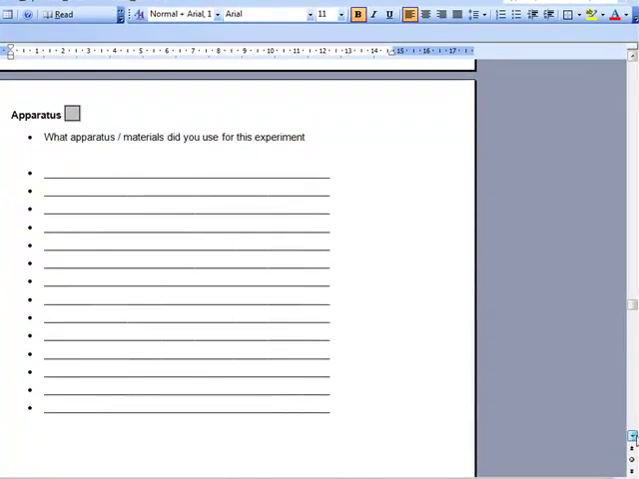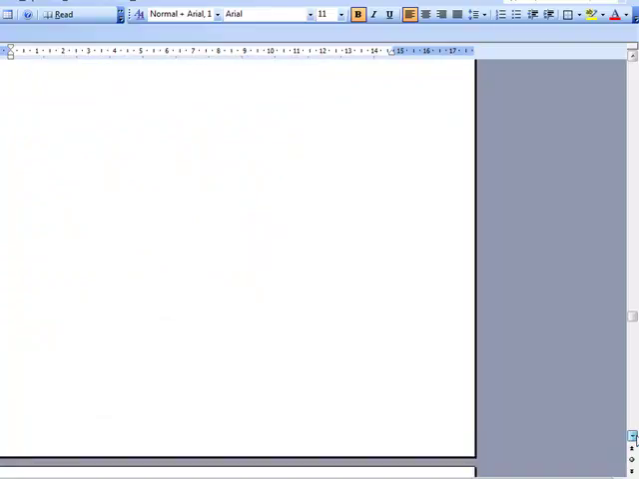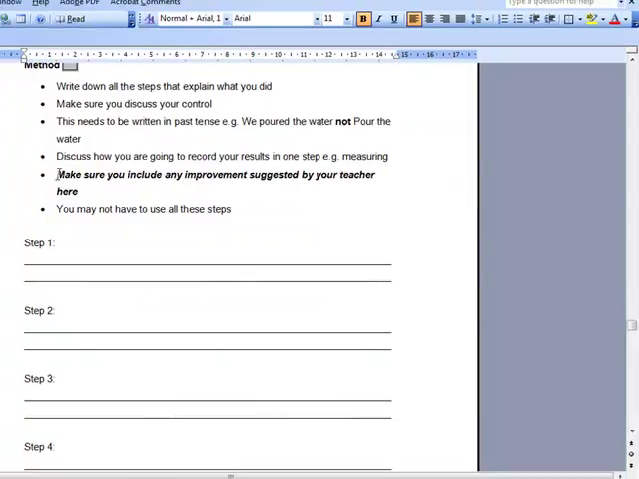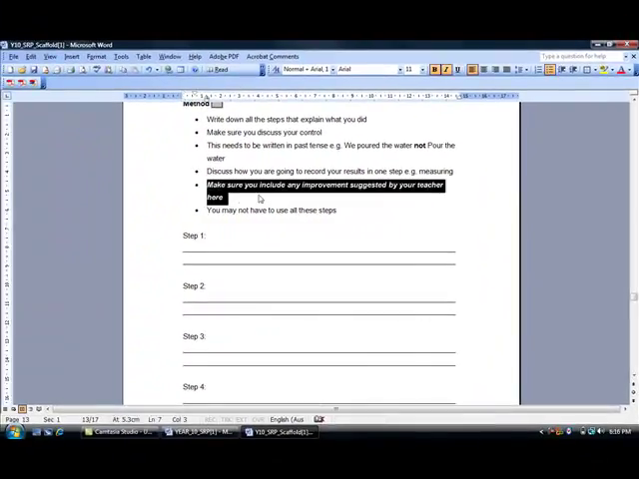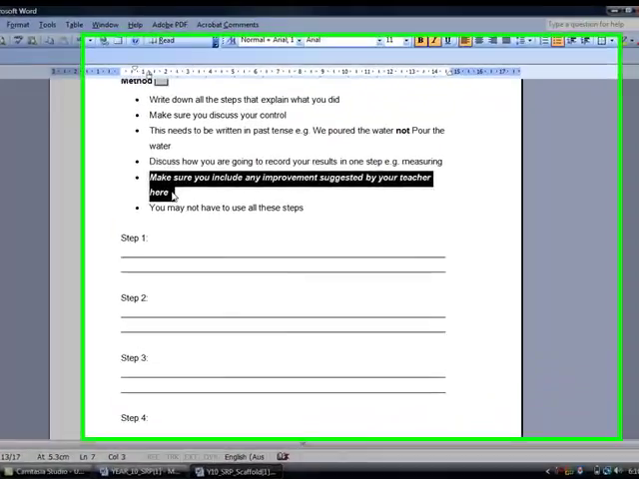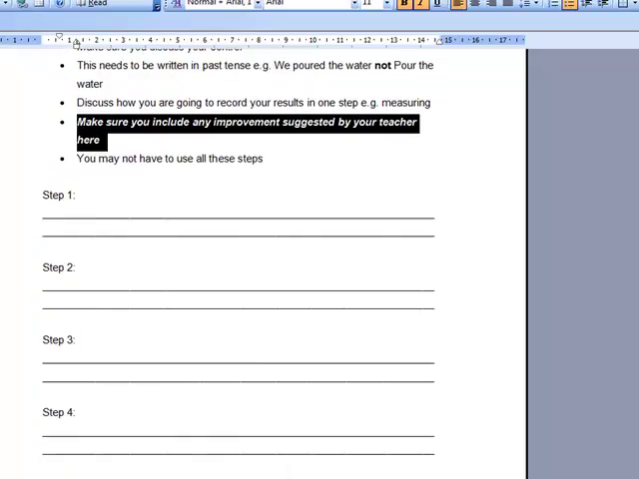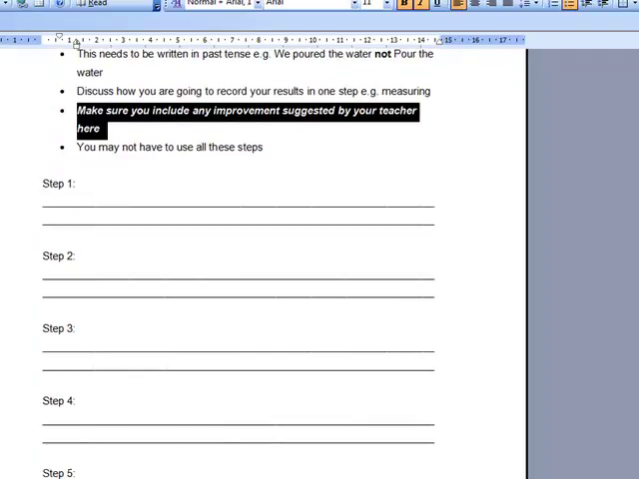Apparatus, almost exactly the same as well, so you can just copy and paste that from part 1. Method, I guess the big difference here, and you'll notice that it's in italics and in bold here as well, make sure you include any improvement suggested by your teacher. Okay, and I suggest that when you do that, you use bold or italics or underlining it or something like that, so that we know where you've made your improvements. We'll be able to check anyway, but it will be a lot more obvious for us if you can do it in bold or italics or in underline.